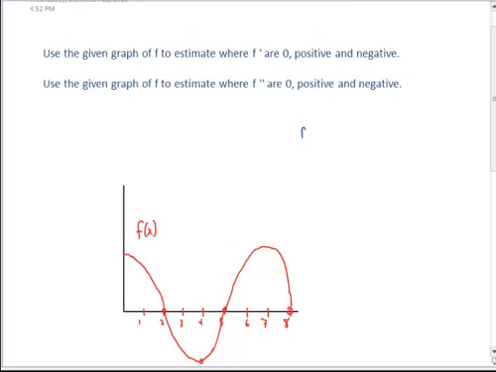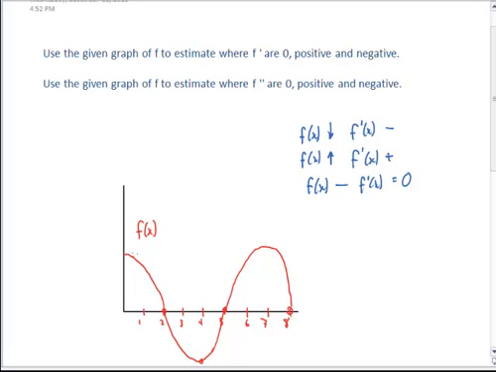Wherever f of x is decreasing, the derivative must be negative. Wherever the function is increasing, the derivative must be positive, and where the function is stationary, that's where f prime of x is equal to 0. Okay, so here we go.